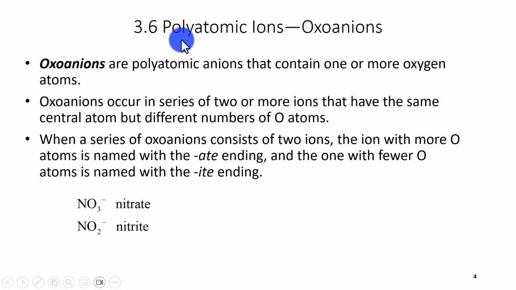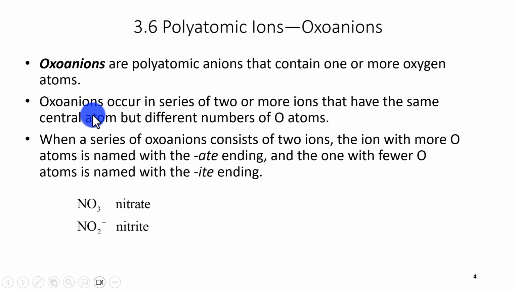A specific class of polyatomic ions is called oxoanions. So these are anions that are polyatomic, but they contain at least one oxygen atom, one or more. So if they contain at least one oxygen atom out of the 2 or 3 or however many atoms there are in the polyatomic ion, if one of them is oxygen, then you have an oxoanion, which means the oxo stands for oxygen and the anion is negative.